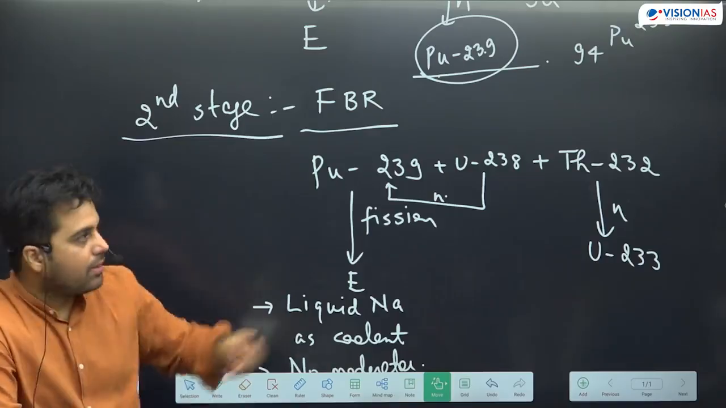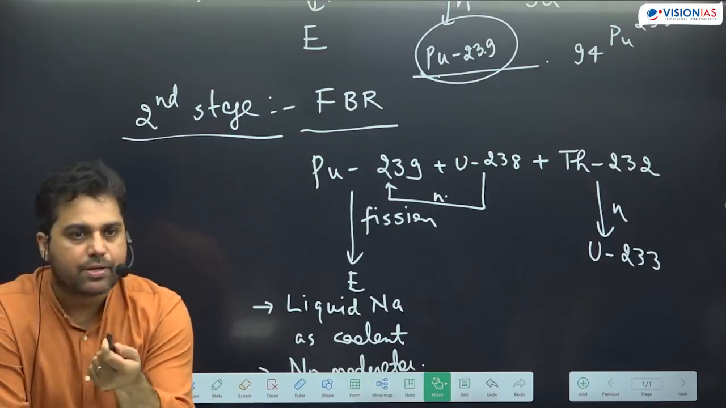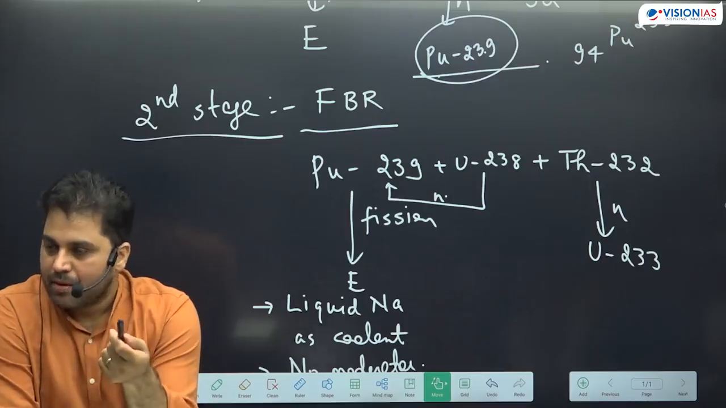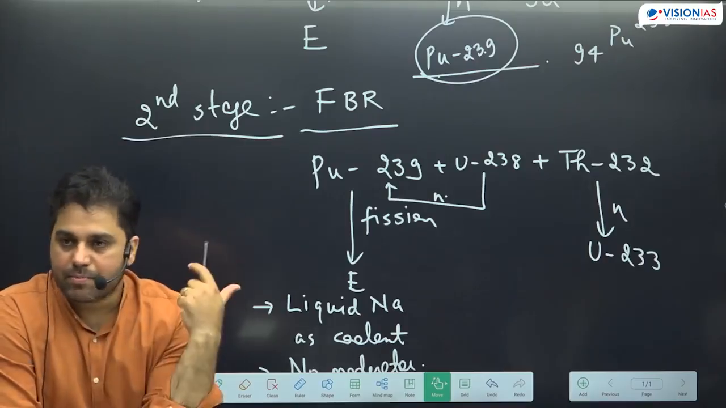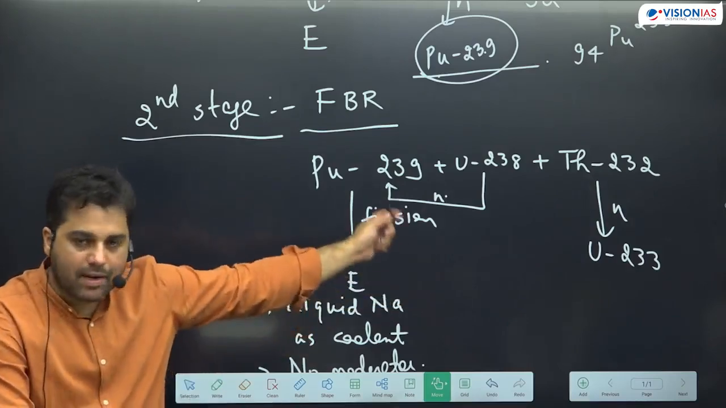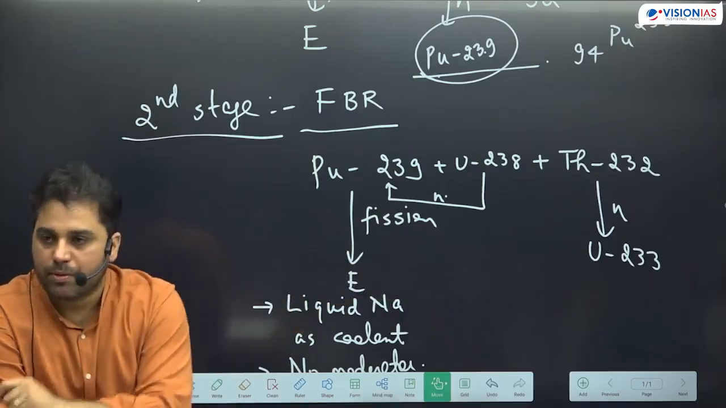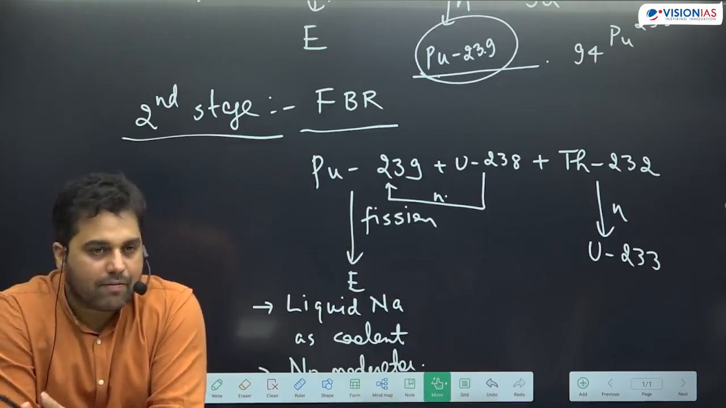And the reason we call this reactor fast breeder, what does breeder mean? Some sort of reproduction. It is breeding, but it is breeding faster than consumption of plutonium. So the rate of production of uranium in fast breeder reactor will be more than rate of consumption of plutonium-239. Hence the word fast breeder reactor.